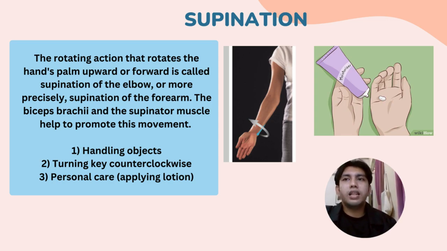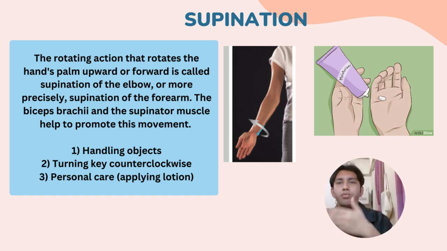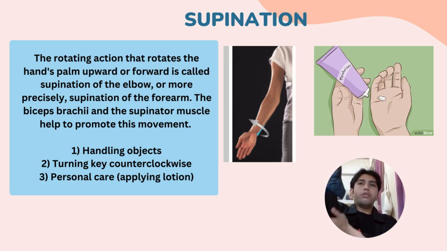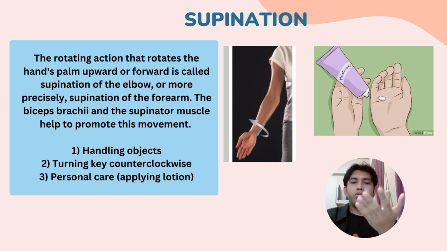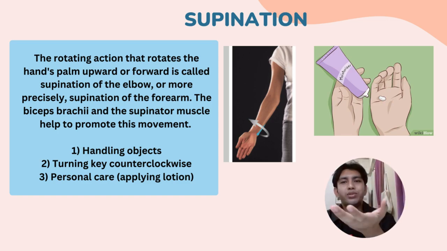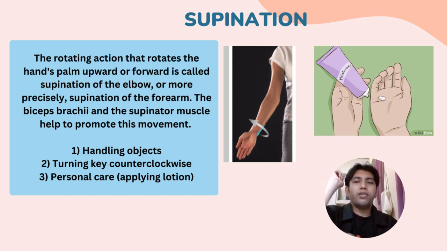And the last one is personal care. Personal care is when you want to apply lotion on the underarm on the other side. You must put the lotion like this. We call this supination when the palm is facing upward. So when we rub the lotion, you need to make sure your elbow or your forearm is in supination to make it easier to apply the lotion.